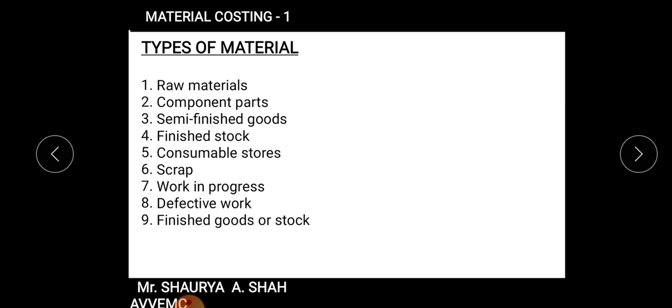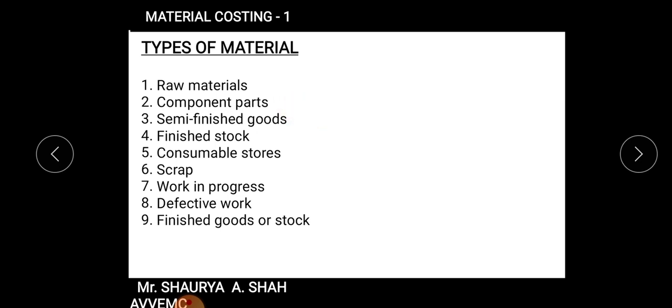Take an example of an automobile industry. If you are making a car, you require various kinds of tires, seat material, a metal body, and an engine. All those are the component parts which you require. So that is also material for you.